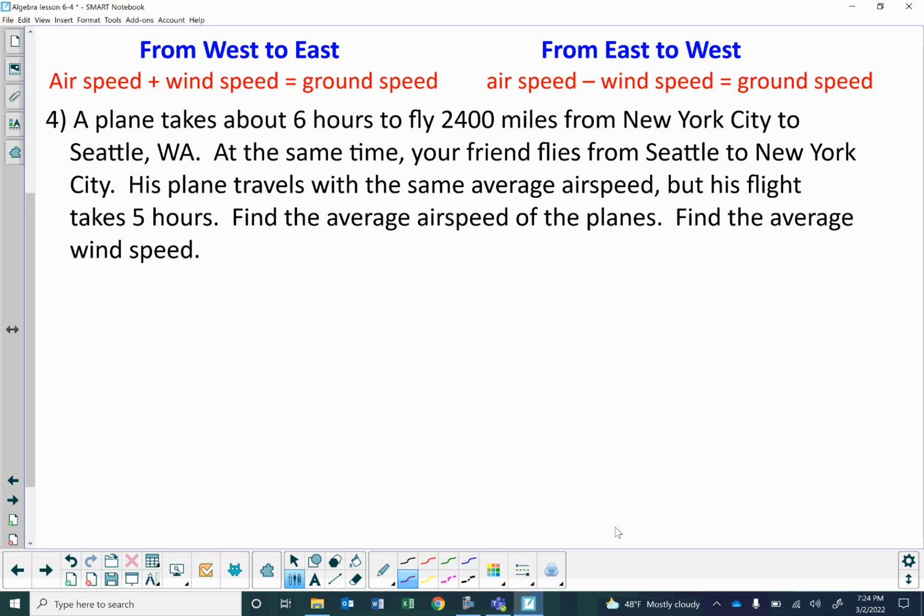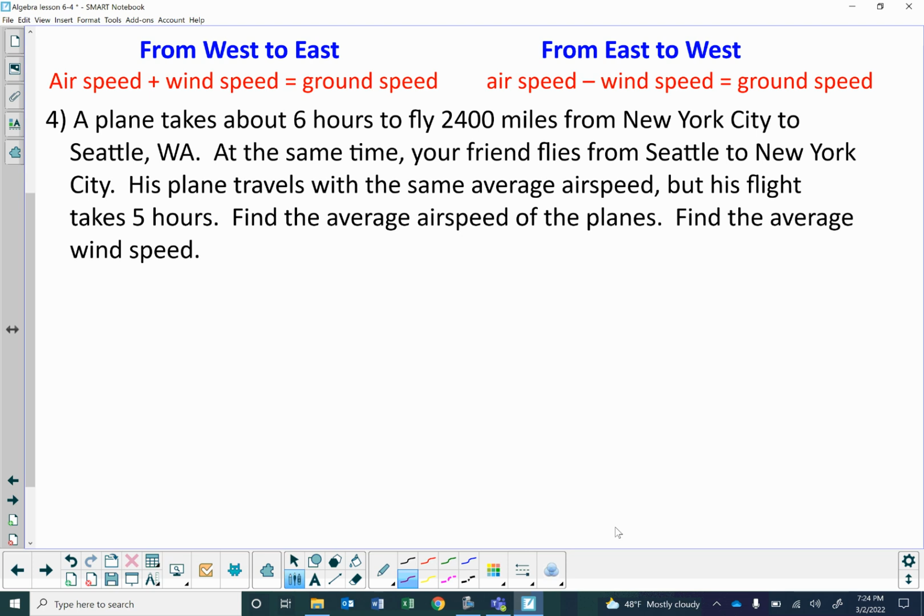So a plane takes about 6 hours to fly 2,400 miles from New York City to Seattle. So if it's from New York to Seattle, that's against a headwind. At the same time, your friend flies from Seattle to New York City. His plane travels with the same average airspeed, but his flight takes 5 hours. Find the average airspeed of the airplanes, and find the average wind speed.